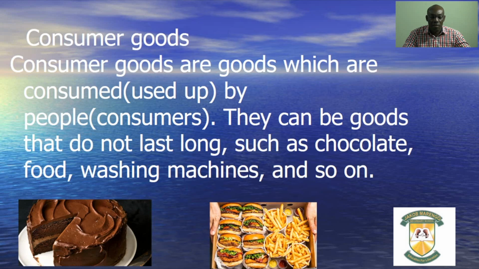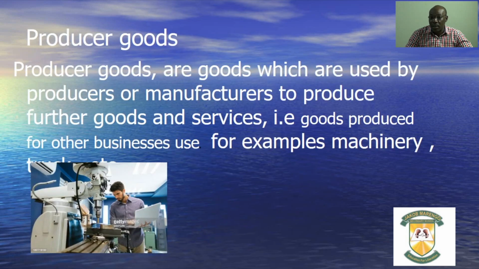They don't last for a very long time, such as food items. Those are consumer goods that can be offered by business to the consumer. So if I sell things like mango, if I sell things like meat, those all fall under consumer goods.